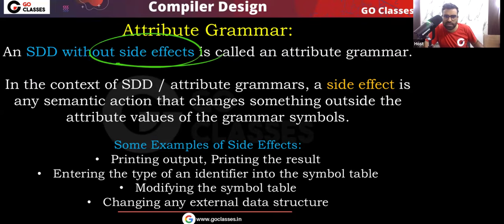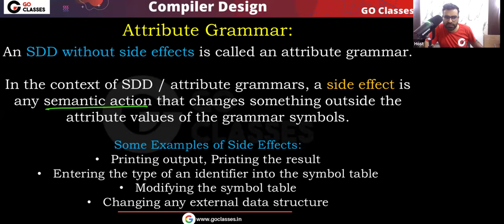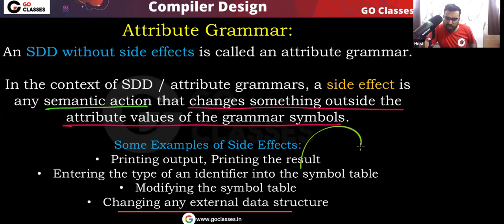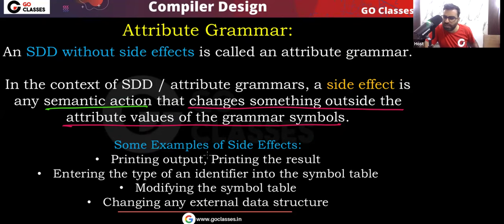Now let's see the definition of side effect. What is the meaning of side effect? In the context of SDD, or attribute grammar, a side effect is any semantic rule that changes something outside the attribute values of the grammar symbols. If you do anything other than computing the attribute values of the grammar symbols, then that is called side effect. And these are some of the examples of side effects.